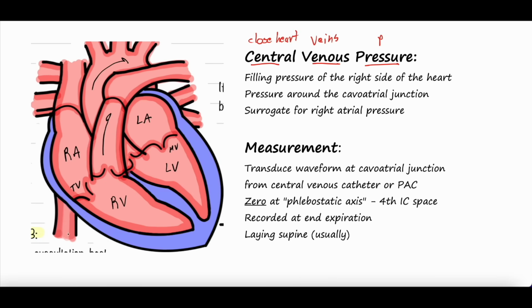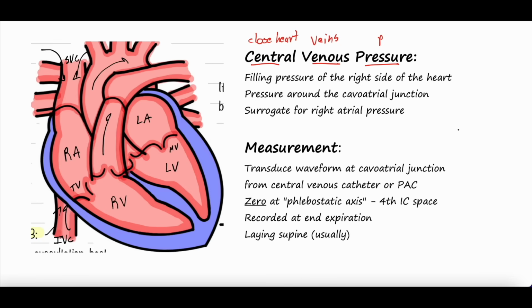So this vessel here and this vessel here are what we're going to focus on, because this is the inferior vena cava, or the IVC, and this is the superior vena cava, or the SVC. These are the two big veins that dump blood into the right side of the heart, or the right atrium. So these are the central veins closest to the heart.